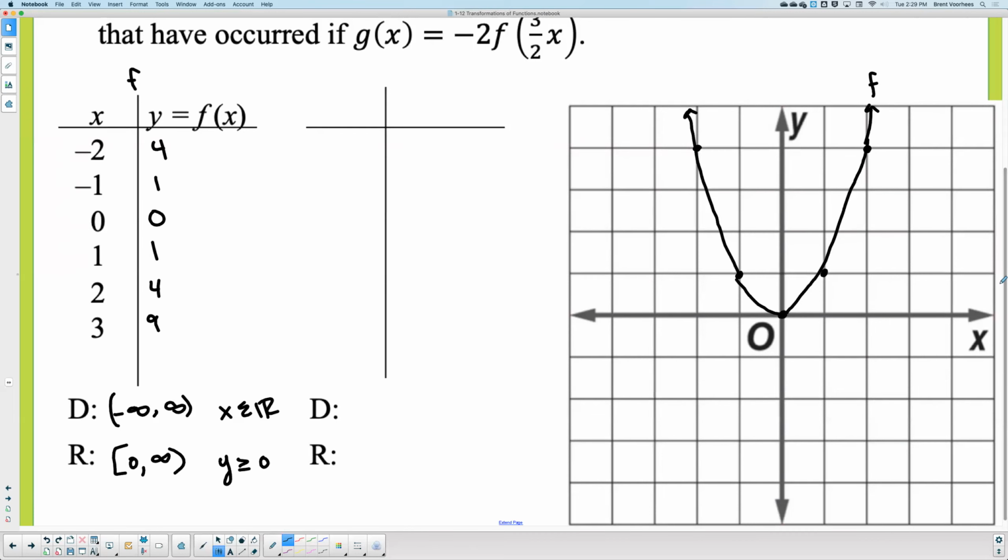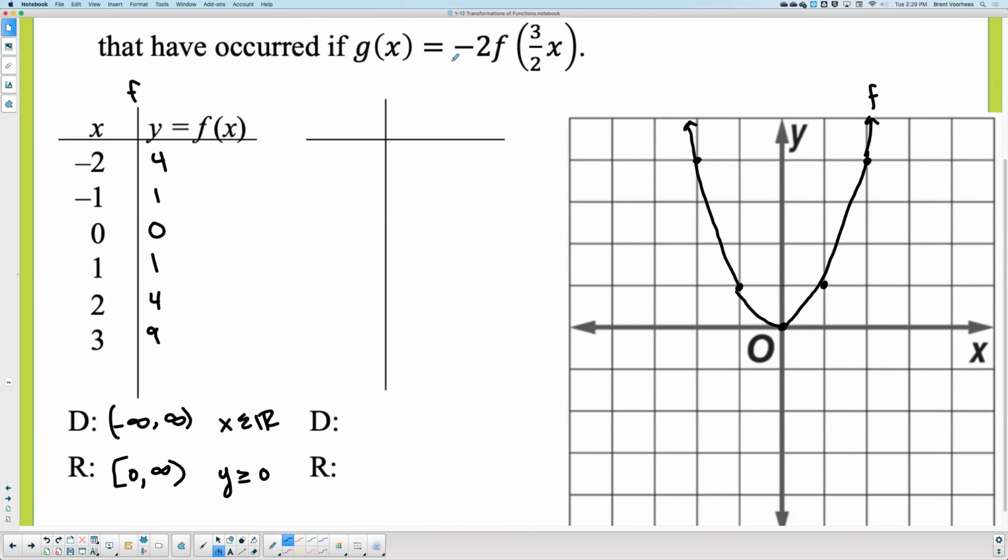All right, let's now talk through the transformations. I have this negative 2 out front. Is that going to be changing the x's or y's? Transforming x's or y's? Y's. Is that a lie or truth teller? Y's tell you the truth.